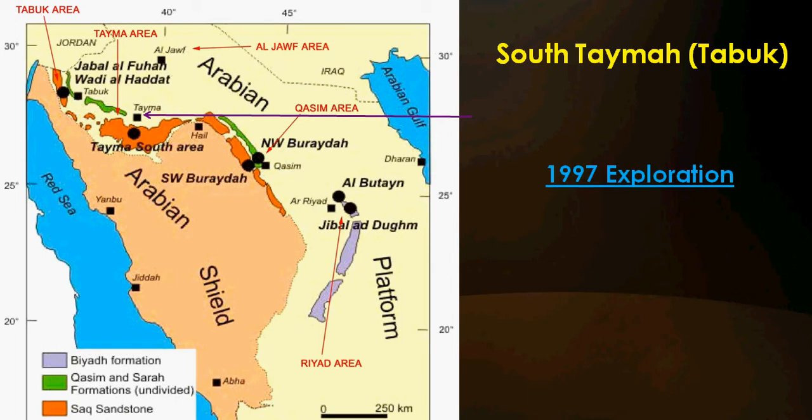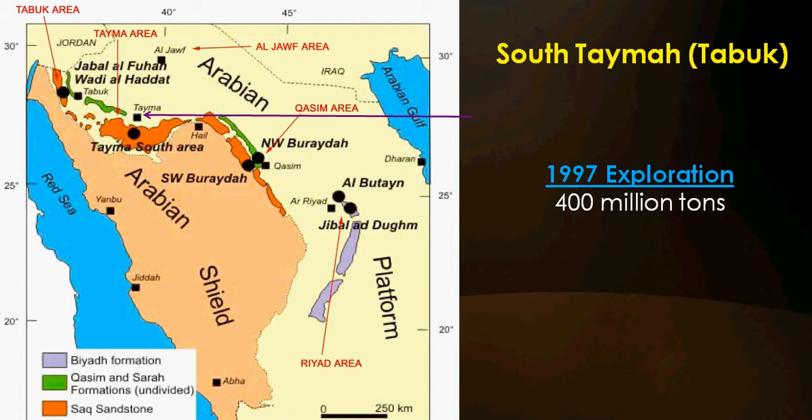There are other areas, one of them in the north, 250 kilometers south of Tabuk, southeast of Tabuk. It's called Tema. South of Tema, there are sandstones which extend in an east-west direction. Exploration has been done in this area, South Tema, several times in the past.